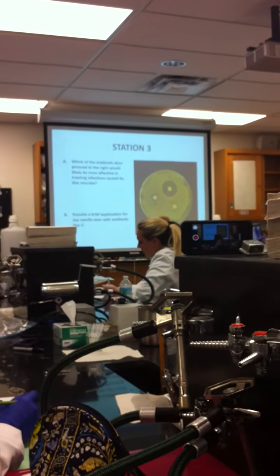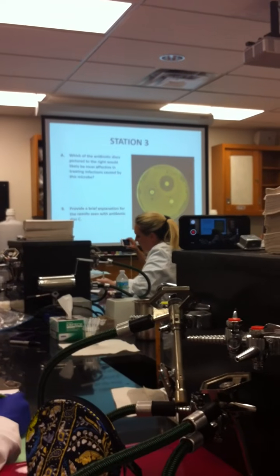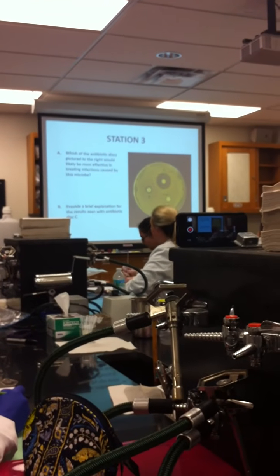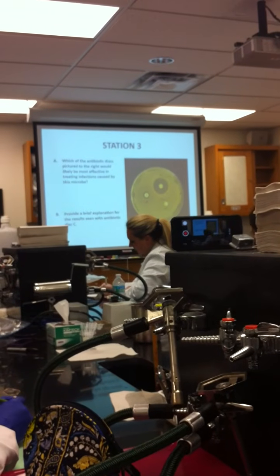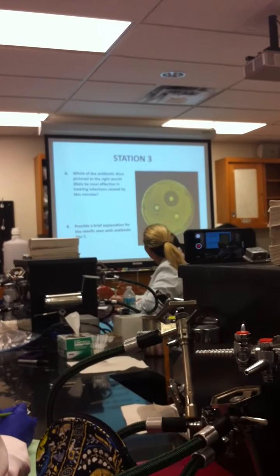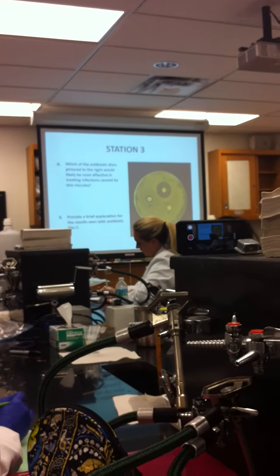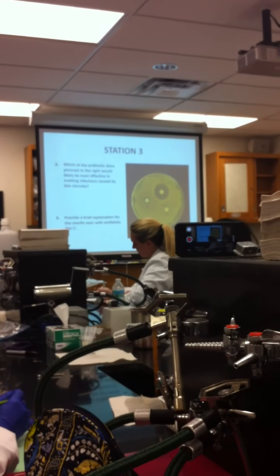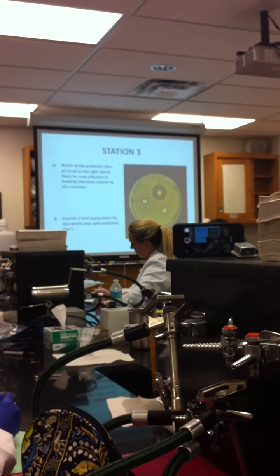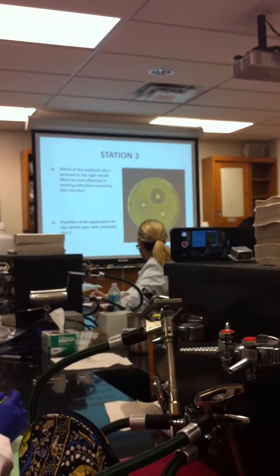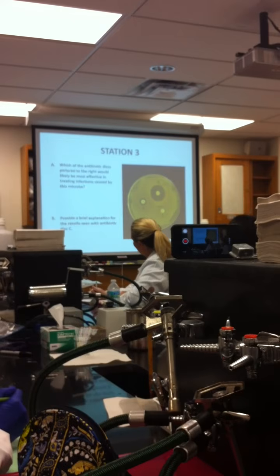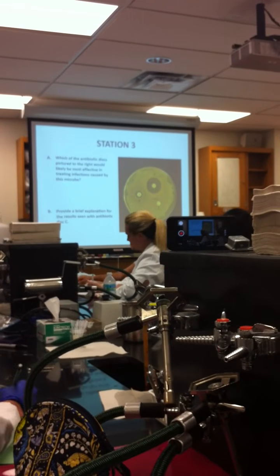Alright, you guys remember the antibiotic discs? What was this called? Kirby-Bauer. This is the Kirby-Bauer test. So, which antibiotic disc is best? A, absolutely. Now, what is the area around that disc called? The zone of inhibition. How about an area of inhibition? Y'all remember that?